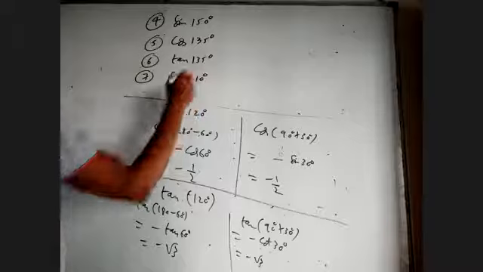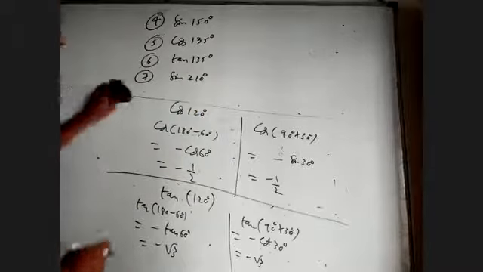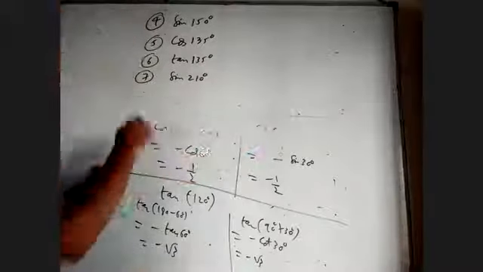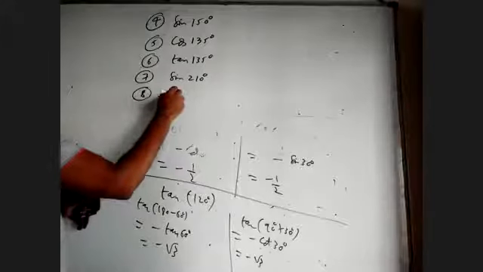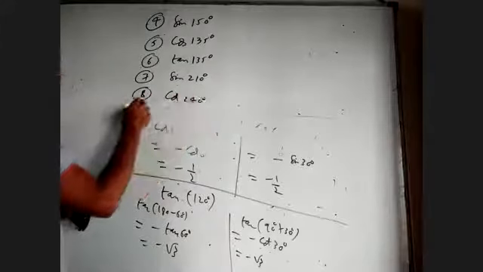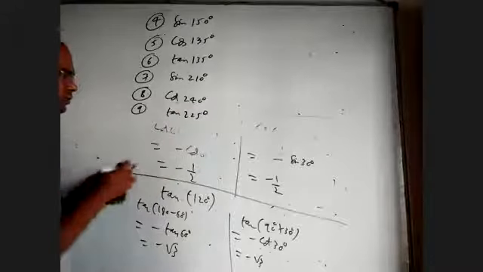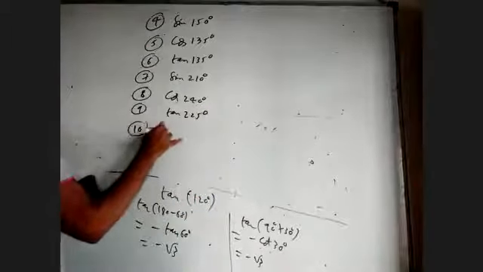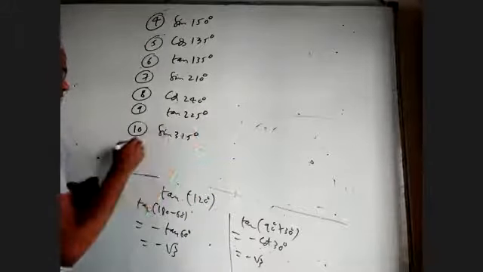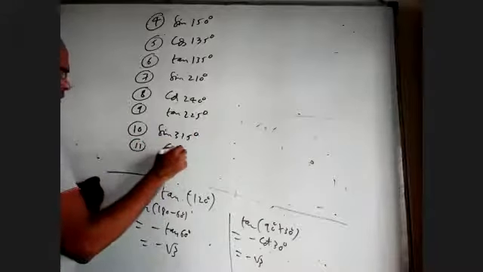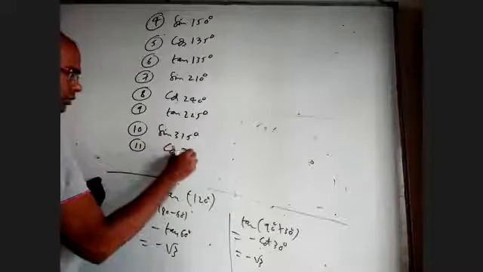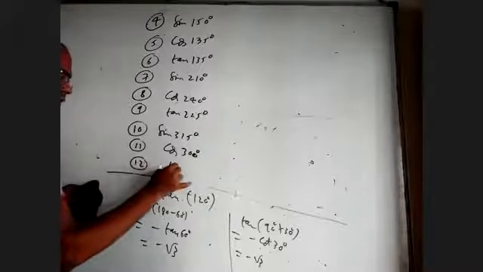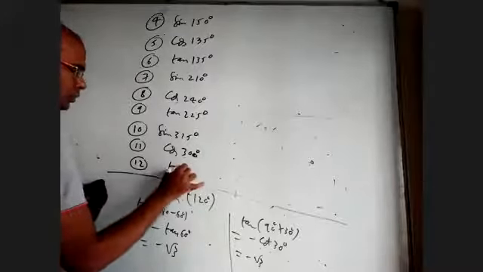Sin 210 degrees. Cos 240 degrees. Tan 225 degrees. Sin 315 degrees. Cos 300 degrees. Tan 230 degrees.